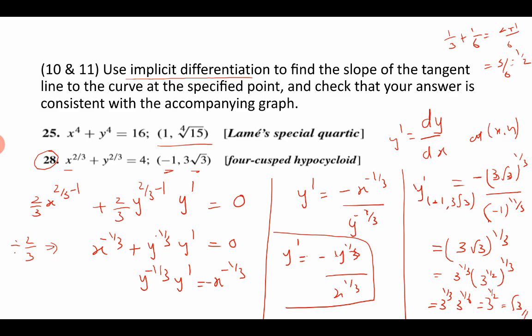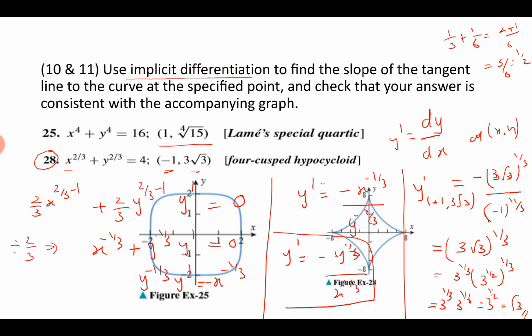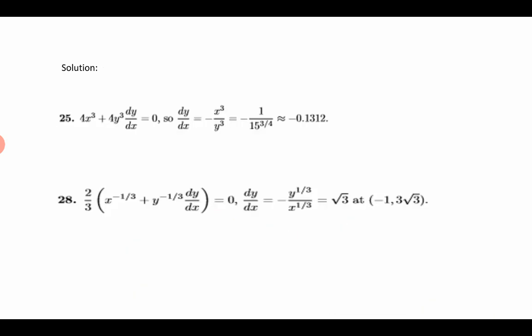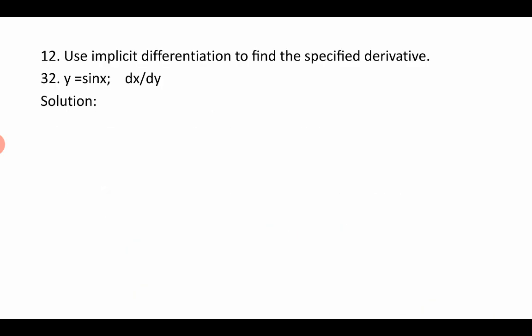That will be the end of this topic. I think it's enough to practice this kind of problems, and then we can find the solutions on the page for other problems. This is the question: find dx by dy using implicit differentiation. Find dy by dx and invert it.